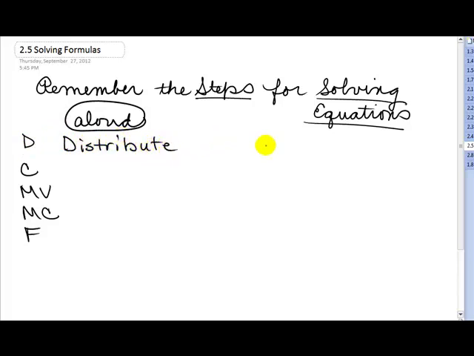And what do we do when we distribute? Multiply. C is for, go ahead, say it out loud. Combine. Like terms if you want to, or we can keep it short. We combine. When we're combining, we're adding or subtracting.